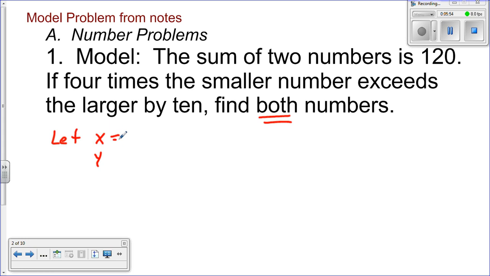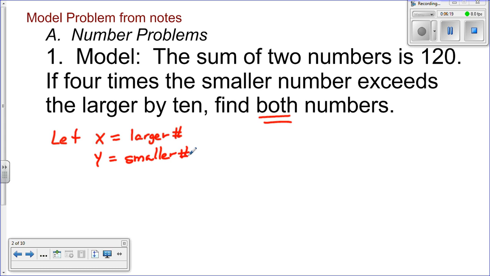So when you're doing it this way, you're going to read the whole problem and say, okay, what is it that I don't know? Those two things are going to be your variables. Now, in this problem, they refer to them as larger and smaller. So I think I'm going to do the same thing. Larger and smaller number.